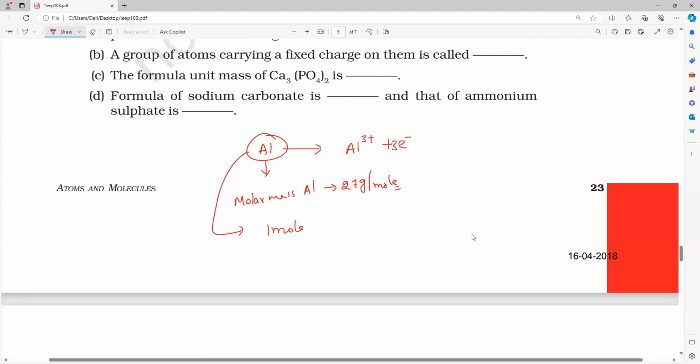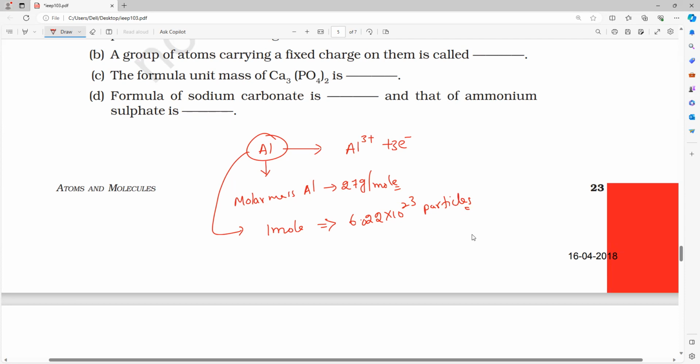So 1 mole is equal to how many particles? We all know that. 1 mole is equal to 6.022 into 10 power 23 particles. Am I right or wrong, all of you? Yes, please.